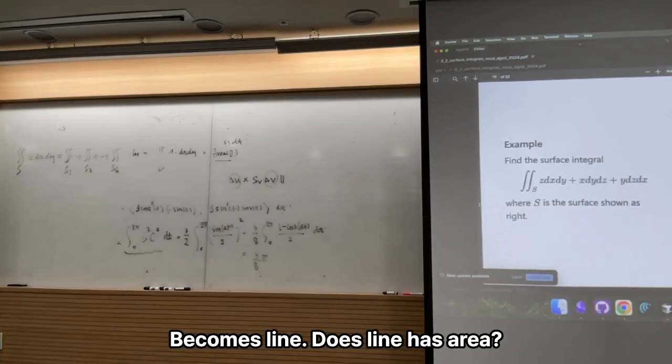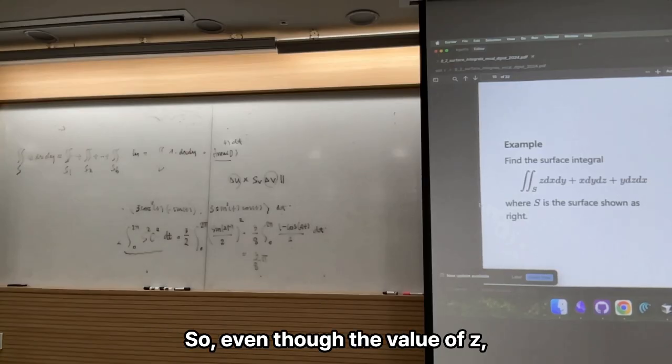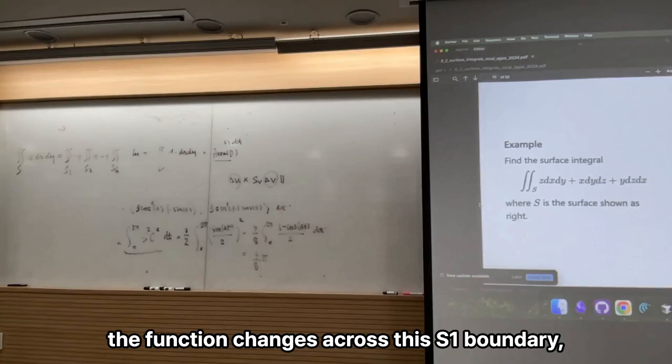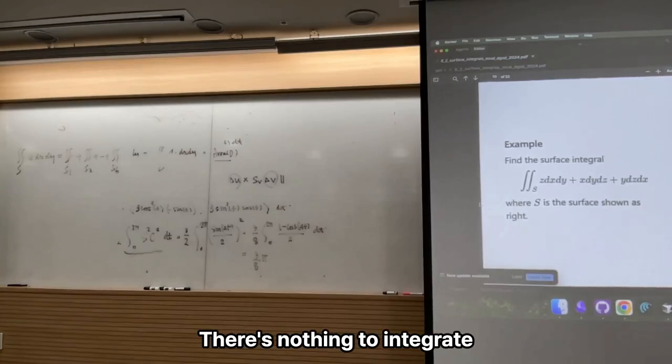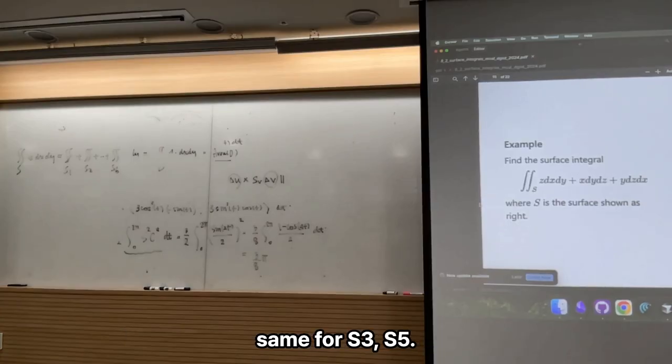It becomes a line. Does a line have area? No. The area element is always 0. So even though the value of z, the function, changes across this S1 boundary, we don't have to integrate. There's nothing to integrate because the area element is 0. Same for S6, same for S3, S5.